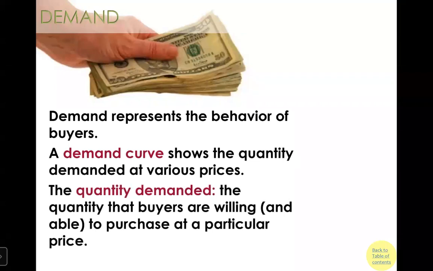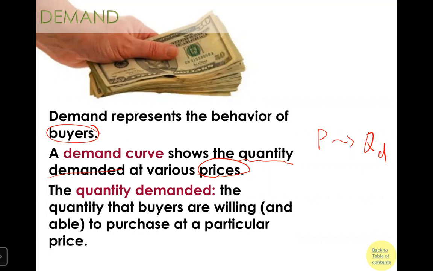Now let's start with demand. Demand first of all represents the behavior of buyers. Remember, we have buyers and sellers in the market. The demand curve is defined as how the quantity demanded changes with price. In other words, the demand curve shows us the relationship between price and, let's call it QD, quantity demanded, right? So this is the demand curve.